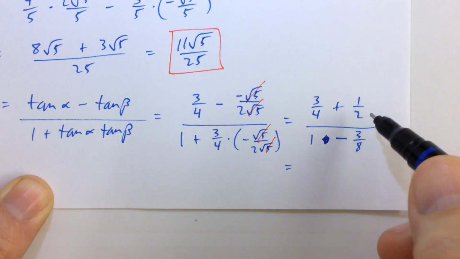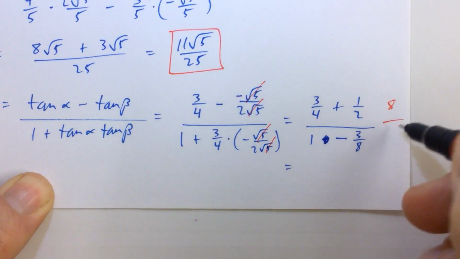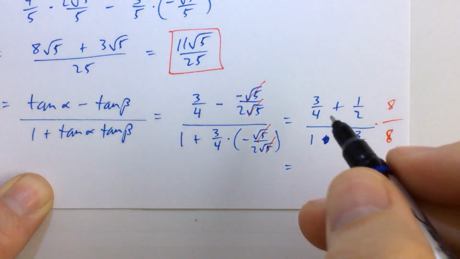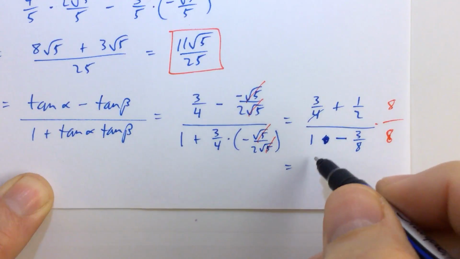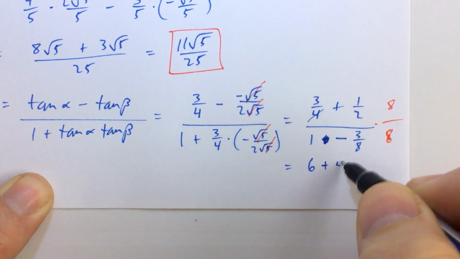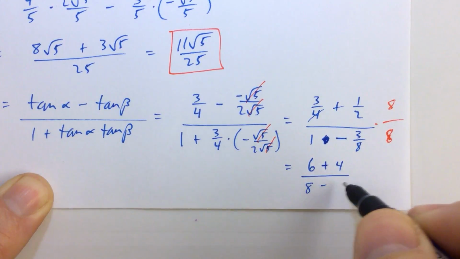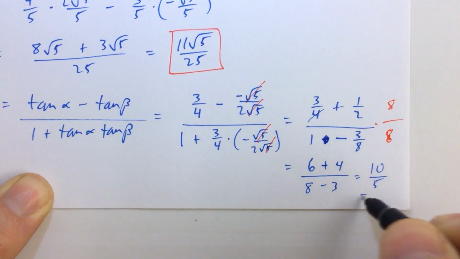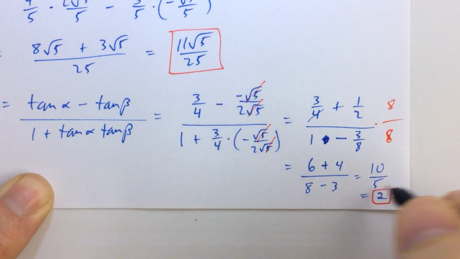3/4 plus 1/2. So actually what we could do here, I like this. Let's go ahead and just multiply top and bottom by 8. If we do that, we can see 4 cancels with the 8, so 2 left. 2 times 3 is 6, plus half of 8 is 4, over 8 minus 3. So we get 10 over 5, so we get 2. 2 is our answer. All of that for a 2.